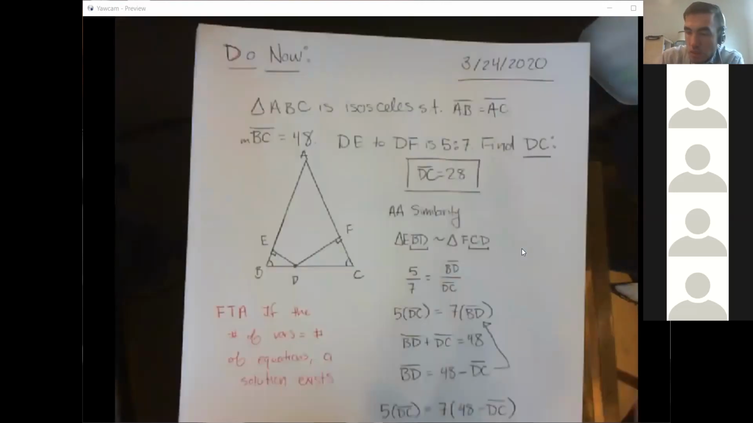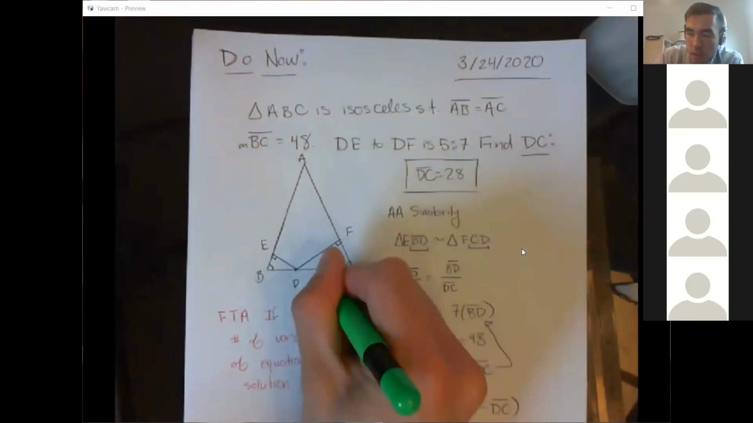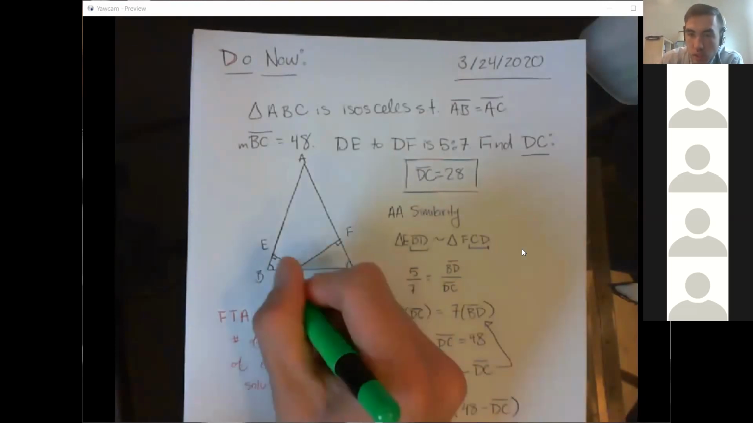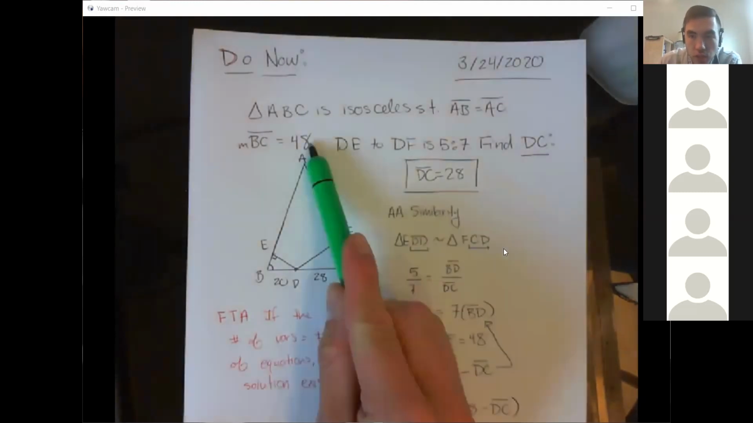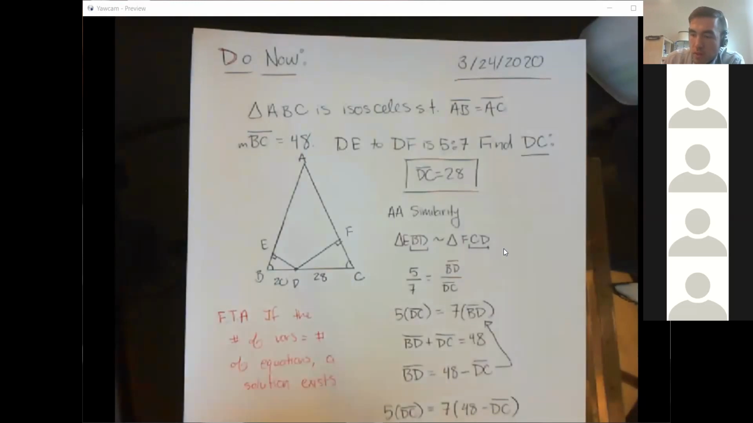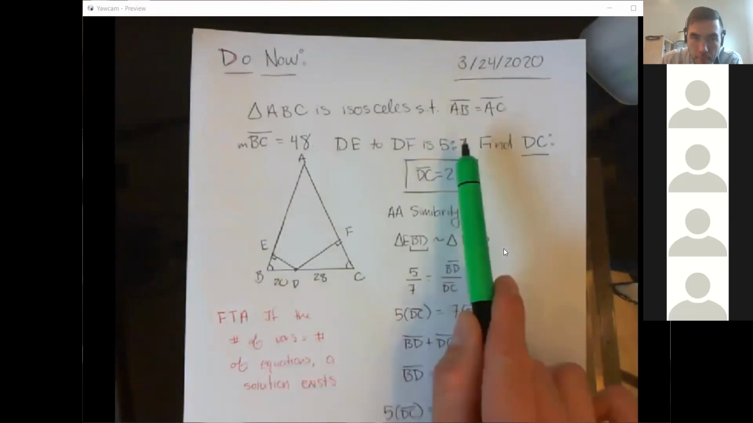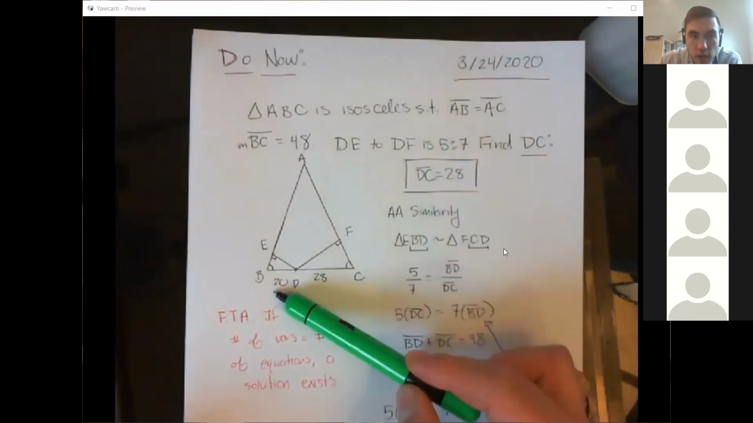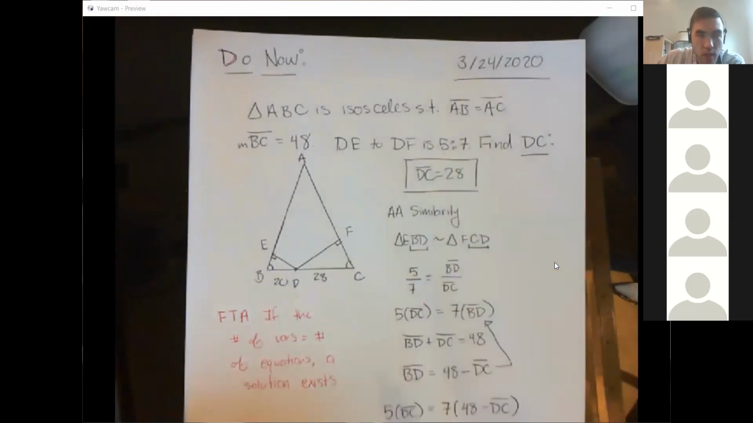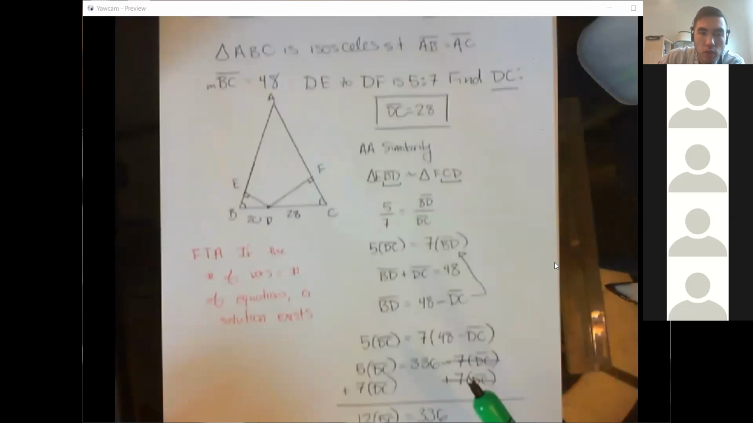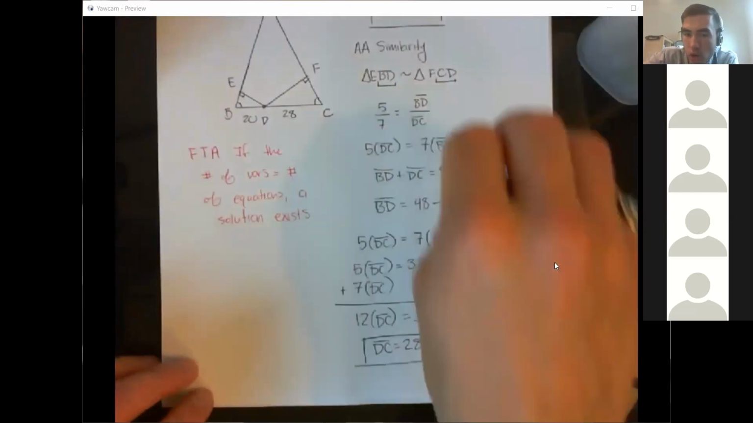So if DC is 28, that means BD has to be 20. That has to be true in order for these two to add up to 48, which was one of our initial conditions. And here's the other reason why we know that this works. The ratio of 20 to 28, what ratio does that give us back? 5 to 7. If you take both of these and divide them by 4, it gives you back a ratio of lengths of the triangle of 5 to 7. So this gives us both the correct total and the correct ratio.